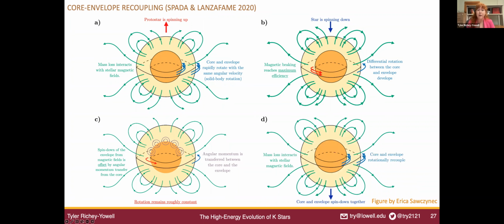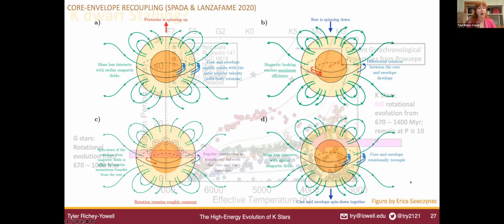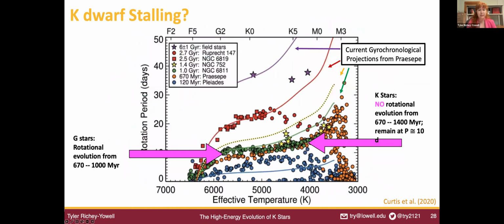After enough time, the angular momentum transport is able to catch up though, and the core and the envelope once again begin to rotate as a single body and spin down resumes. So this is what we think is going on here. This really seems to be happening for K stars, but is mass dependent.